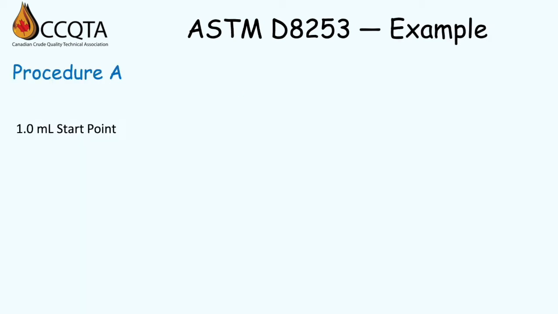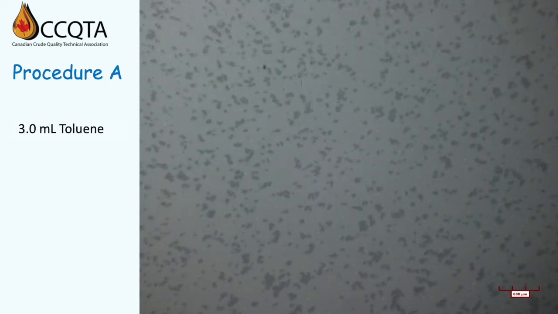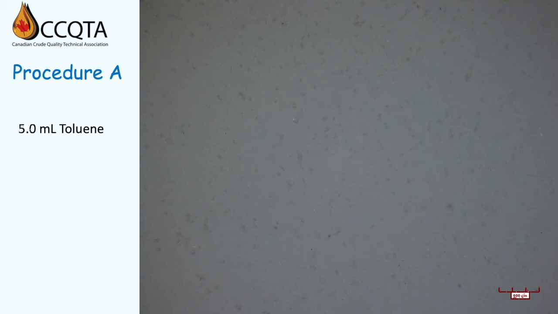These are the microscope images of a sample that has asphaltenes, run using Procedure A. At the starting point with 9 mL of heptane and 1 mL of toluene, there's a significant population of asphaltenes observed. As more toluene is added, such as 3 mL, 4.5 mL, 5 mL, you can see the population decreasing. There's 5.4 mL, 5.6 mL.